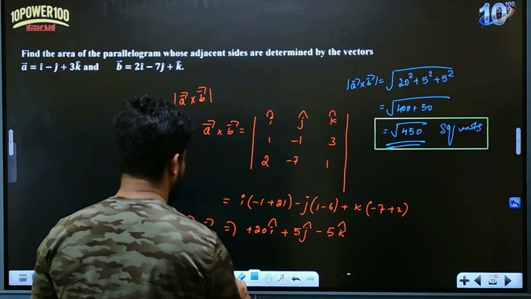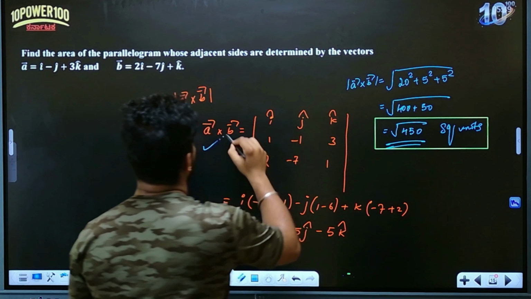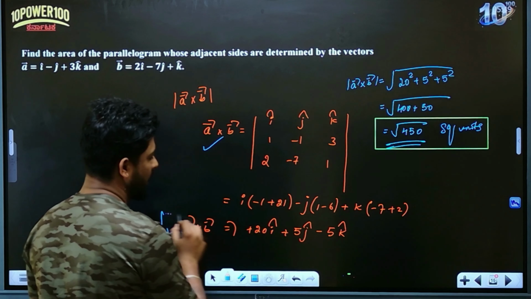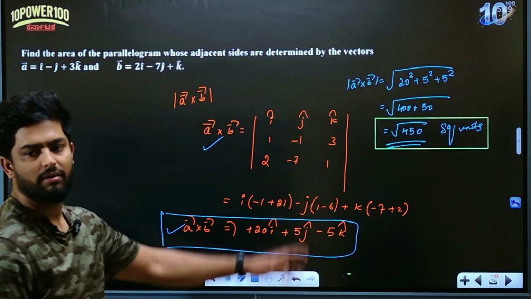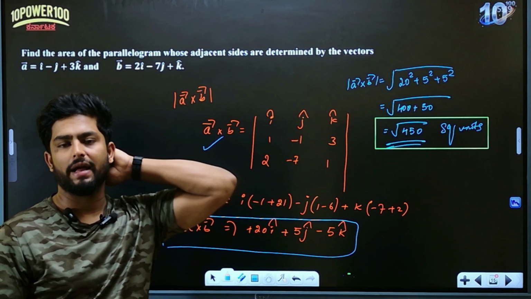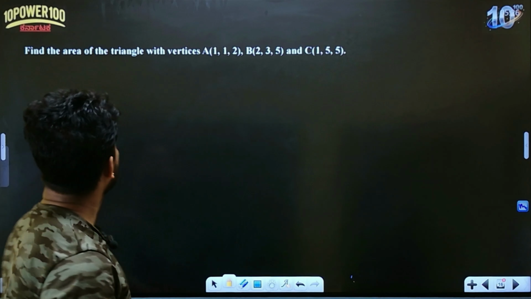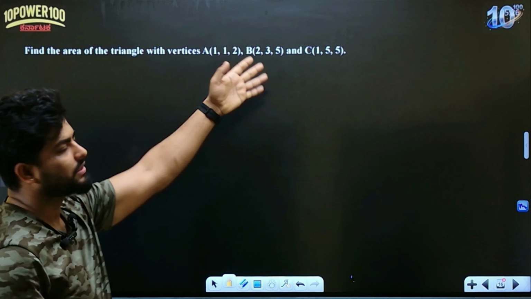So the steps are very clear. First you find out a cross b, and then a cross b you get in the form of a vector, and for that you find the magnitude. So you will get the area of the parallelogram. Next question: find the area of the triangle with vertices, 3 points they have given.